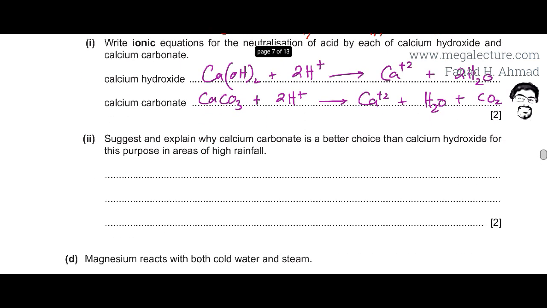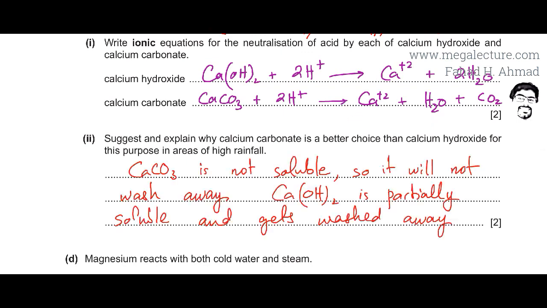So why is calcium carbonate a better choice? The answer is that calcium carbonate is not very soluble. You add it to soil, and it's not going to get washed away with the high rainfall. But calcium hydroxide is partially soluble, and it is going to get washed away if there is rain. So that's the answer to this question.